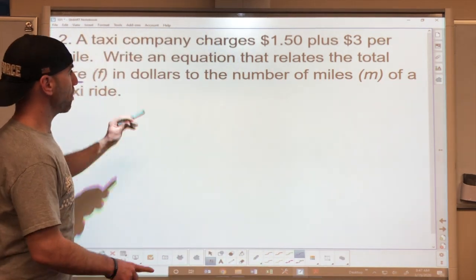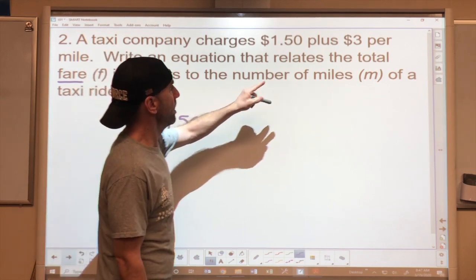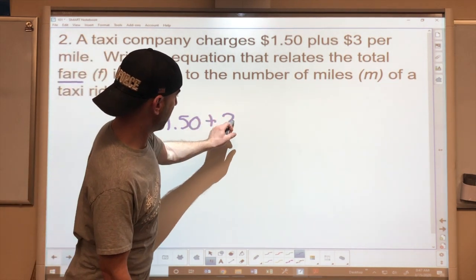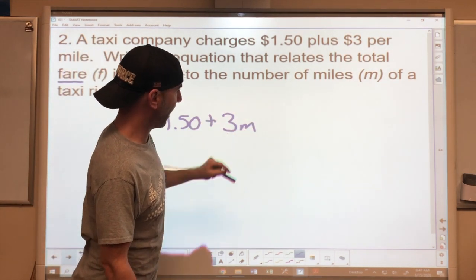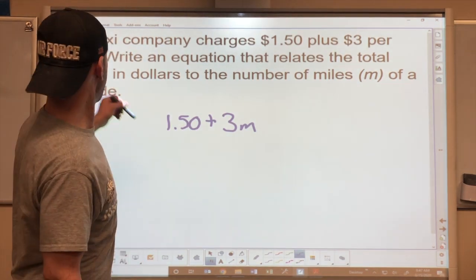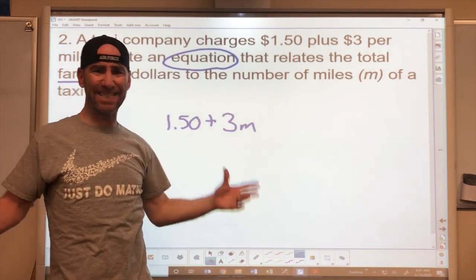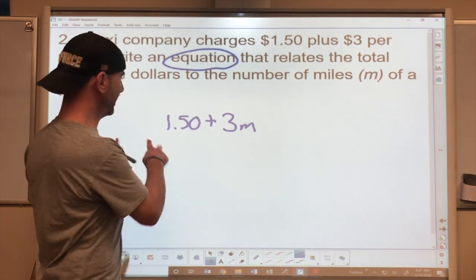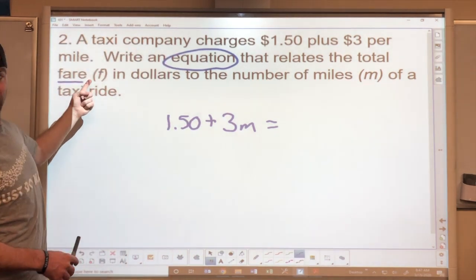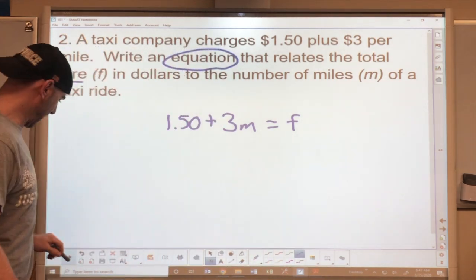So here we go. We're going to say $1.50 plus $3 per mile. So it's going to be like this. $3 for every mile. And we're going to use M for mile. And this equals, and here's something important to remember. It says write an equation. If you stop there, it's not an equation because you don't have the equal sign. So this is equal to what? The total fare. So we're going to say F for fare. Bing, done. There it is. Okay, next.